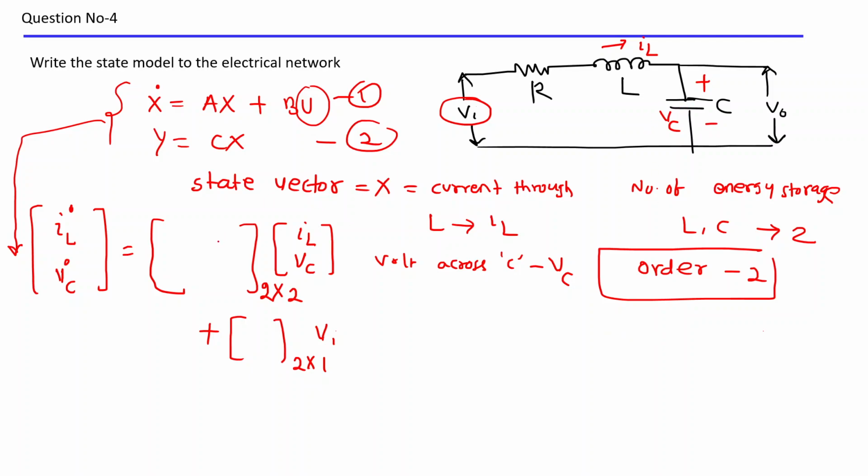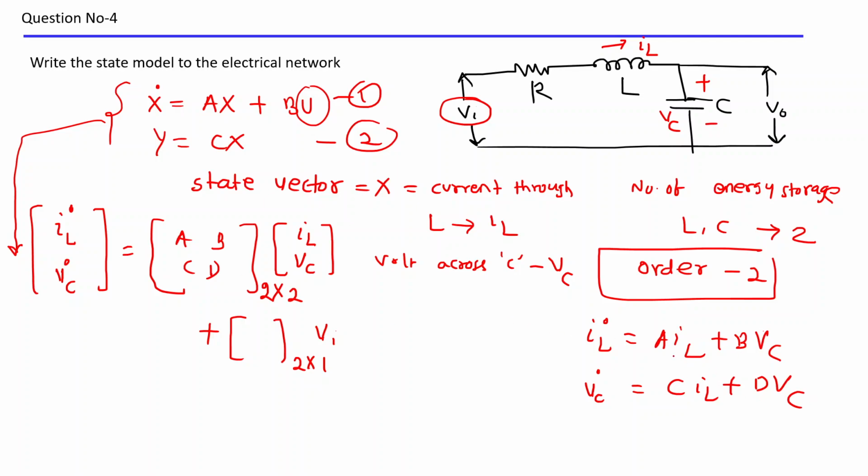Now we have to find out the differential equation. Means what we have to find out? We have to find out IL dot in terms of IL and VC. Because if I write this as ABCD, then IL dot I can write A IL plus B VC, and similarly VC star you have to write as C IL plus D VC. Means we have to find out ABCD. What is the value of ABCD?